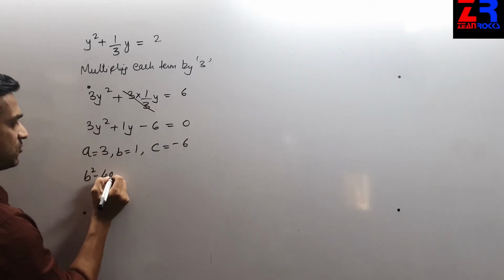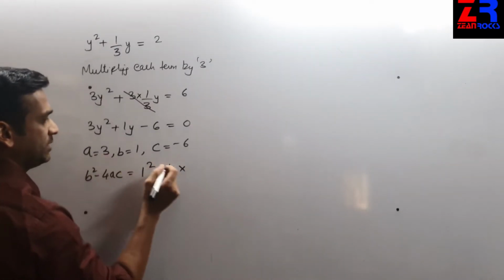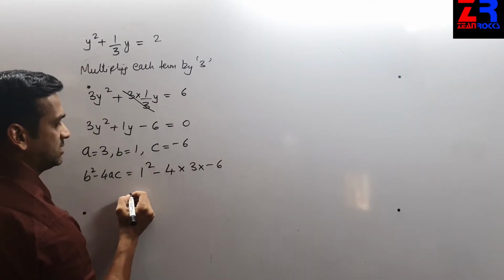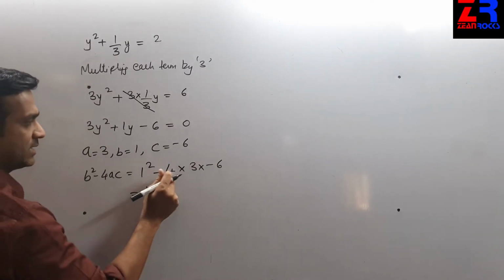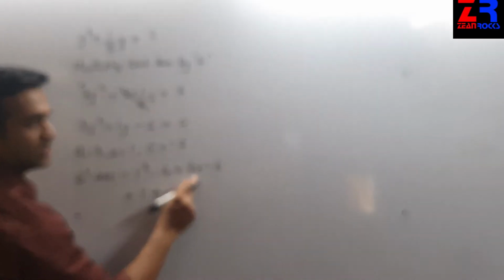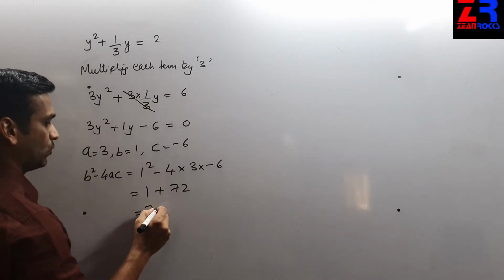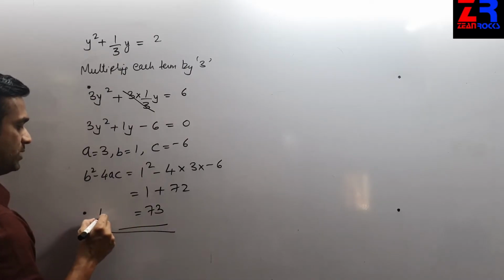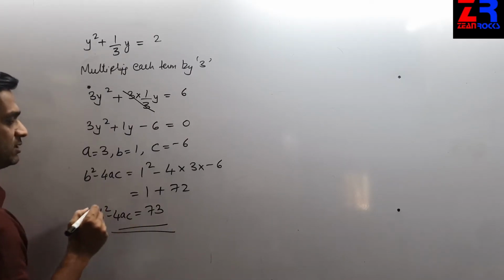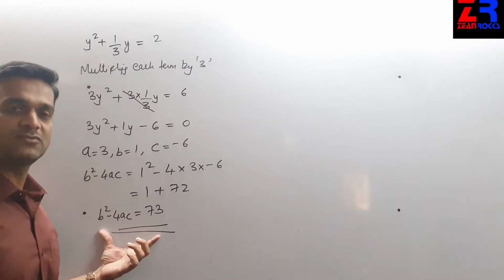Then b square minus 4ac. b square means 1 square. Minus 4 into a means 3, c means minus 6. 1 square is 1. Minus into minus is plus. 4 3s are 12, 12 6s are 72. 72 plus 1 is 73. So b square minus 4ac is 73. Now you got the value of b square minus 4ac.